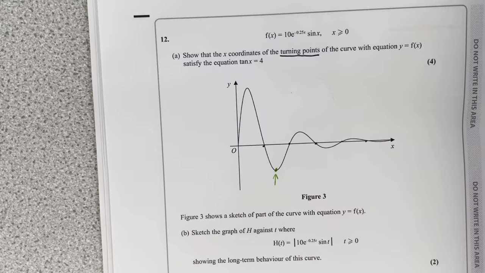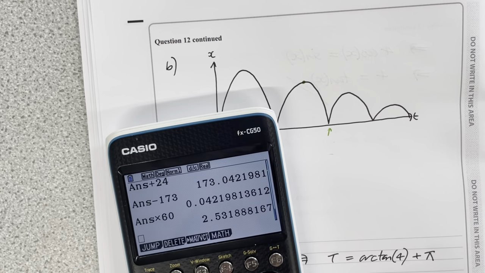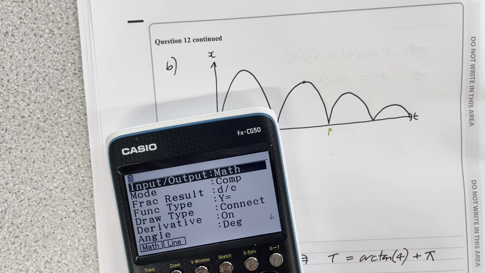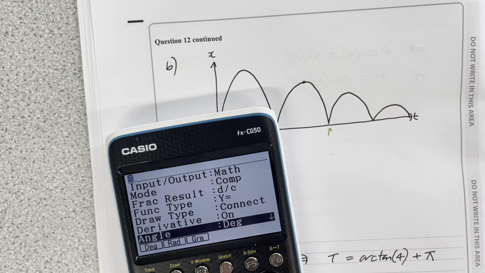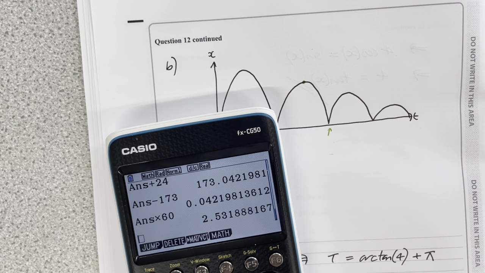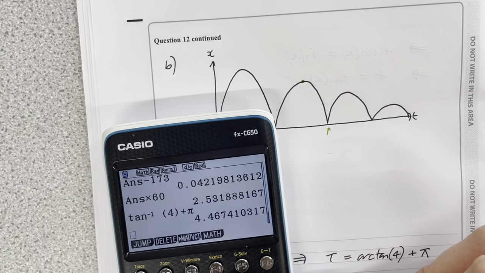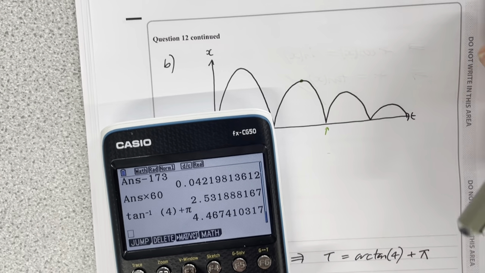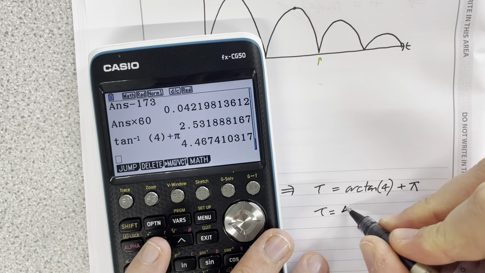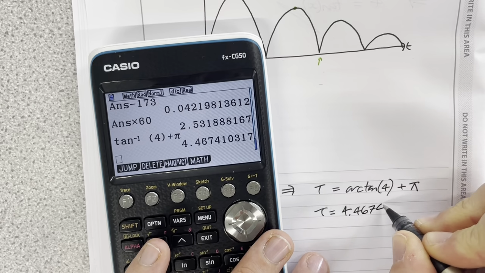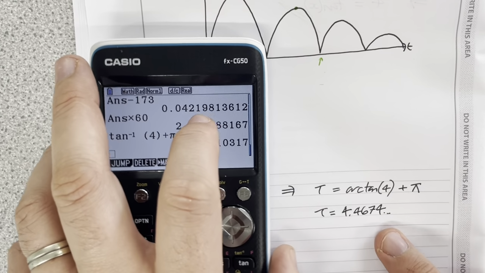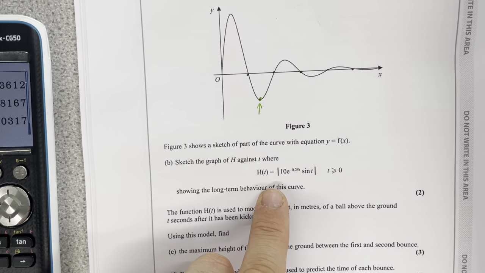Let's just check that model's good. Yep, that's fine. So it needs to be in radians now. Got to be in radians because I'm using calculus on trigonometry, so you have to be in radians. So inverse tan of 4, and then I'm going to add pi to that. So I get that t is 4.4674, and so on. Now I need to plug that back into h.